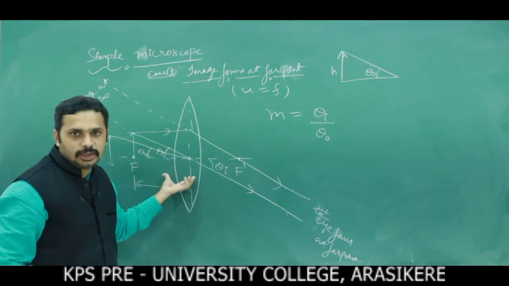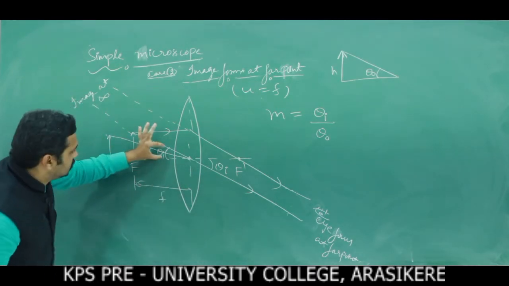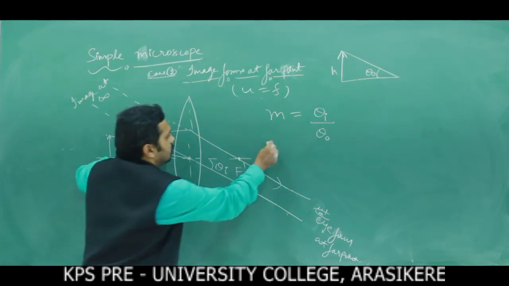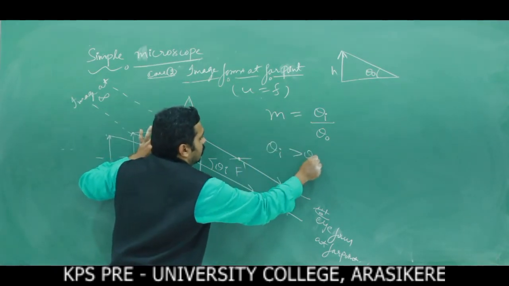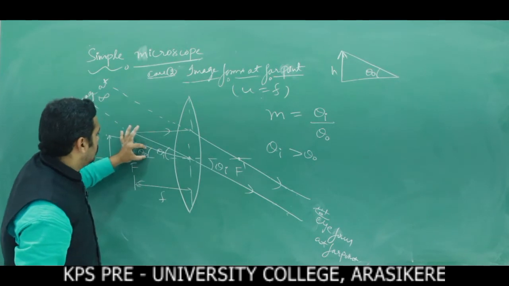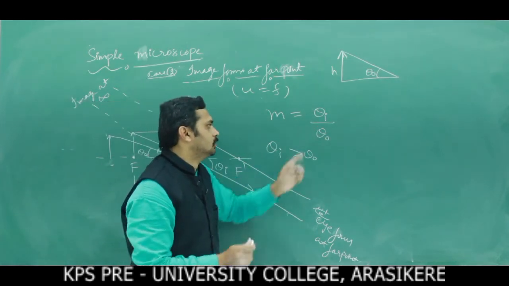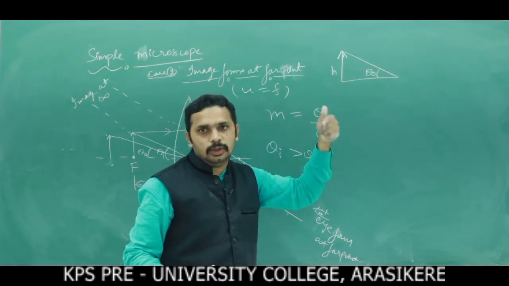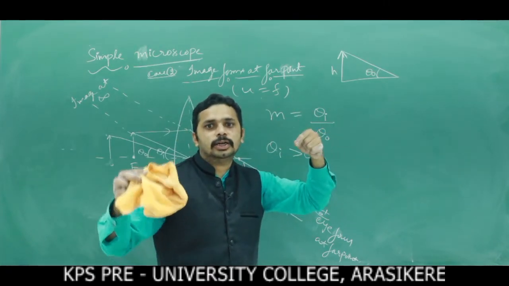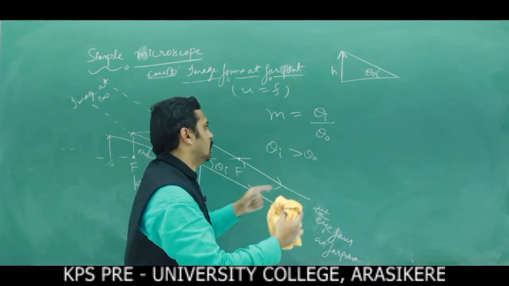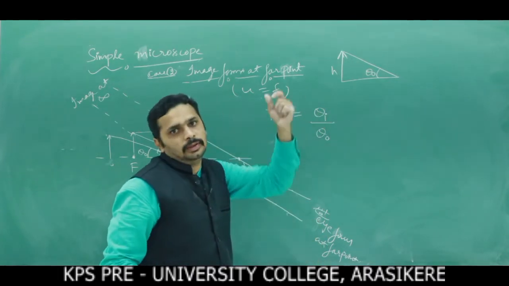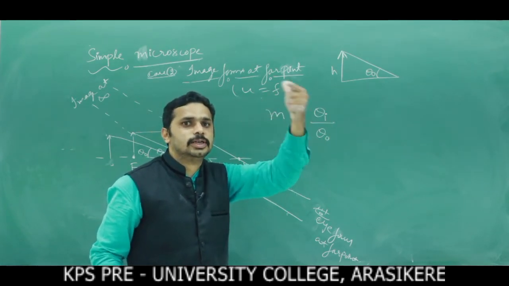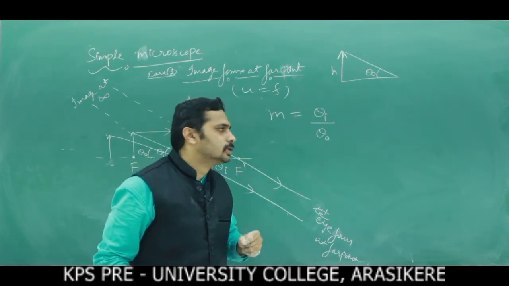Actually here we are using a simple microscope, so obviously this is the visual angle. These are all the visual angles. Actually, the image visual angle theta i is greater than theta naught, the angle subtended by the image to the angle subtended by the object. Because by using a simple microscope we are going to see the magnified image of the object. To look bigger, the visual angle must be more. The apparent size of the object is more means the visual angle is more.